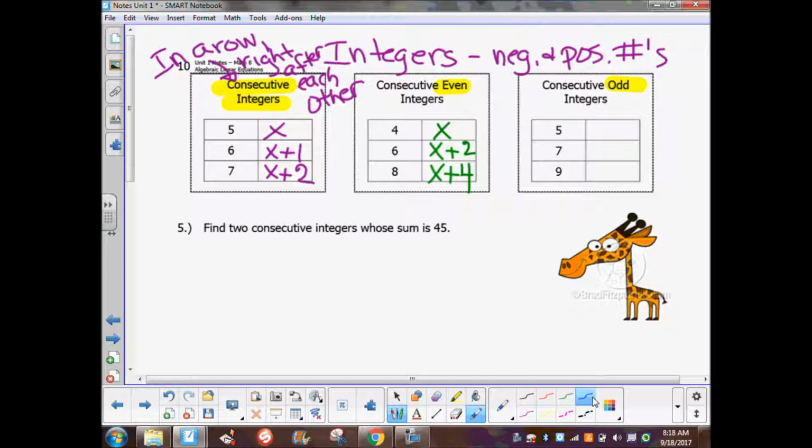So, odd integers, 5, 7, 9. I call my first one x. Is it x plus 1? So I went from 5 to 7. What am I jumping? X plus 2.